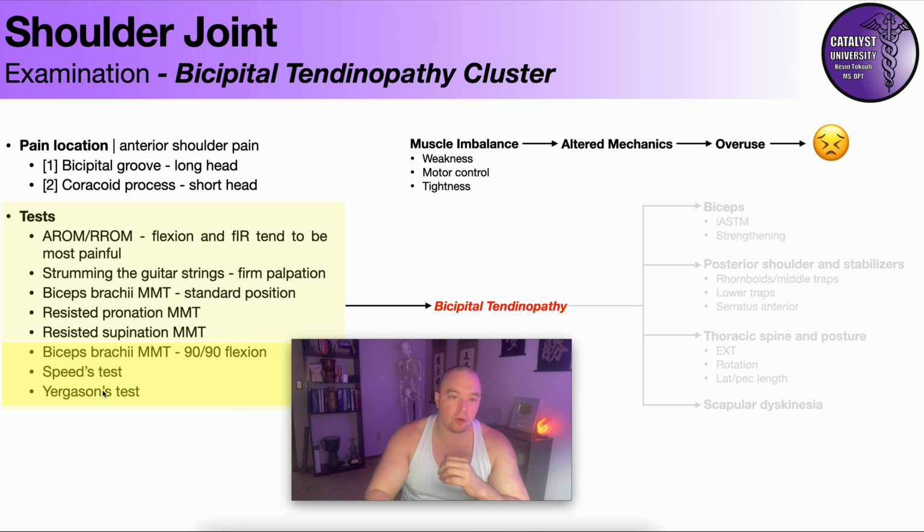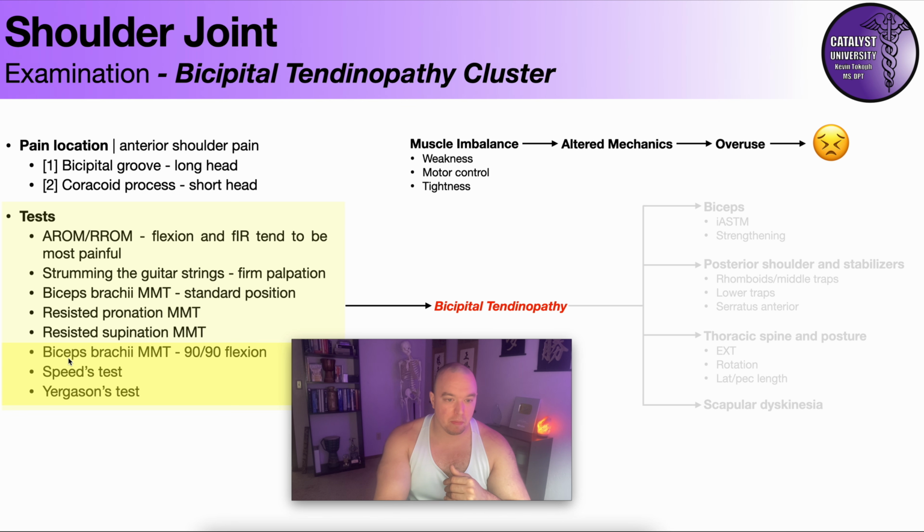And one of the reasons you probably should get away from Speed's and Jurgensen's tests is they can also be positive in a labral tear or a slap tear, and actually they have better specificity for that than they do for a bicipital tendinopathy, and there's some evidence for that. So I tend to not use these, but you could potentially if you wanted to really be confident that this is what you're dealing with.